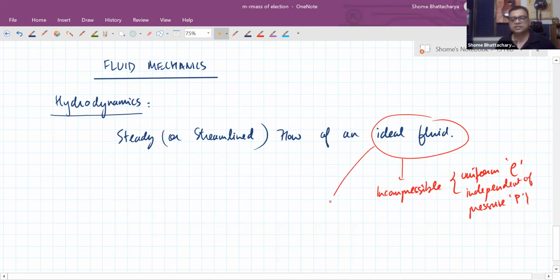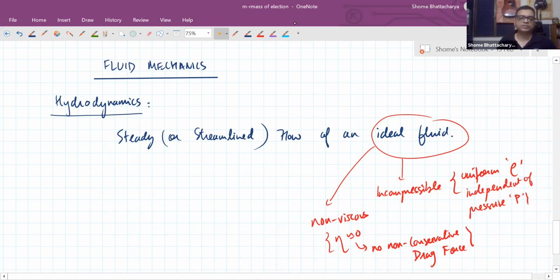And secondly, it is non-viscous. Basically, the coefficient of viscosity is tending to zero. So there is no non-conservative drag force kind of thing, which is important in our application of hydrodynamics.